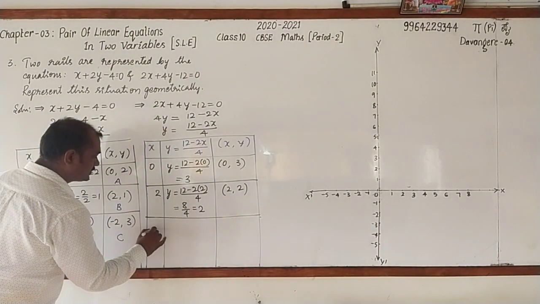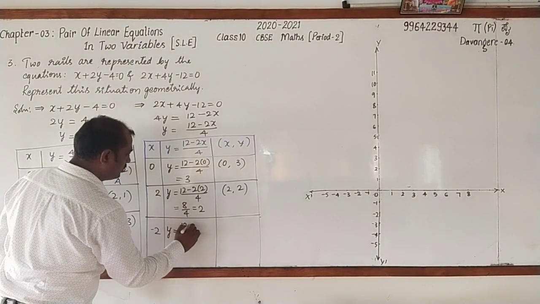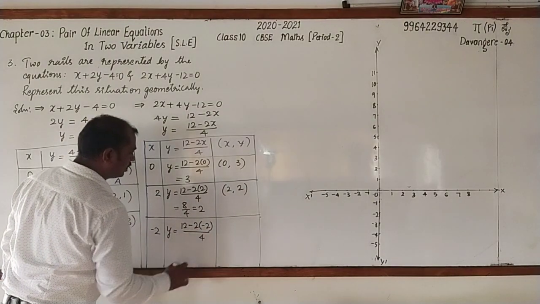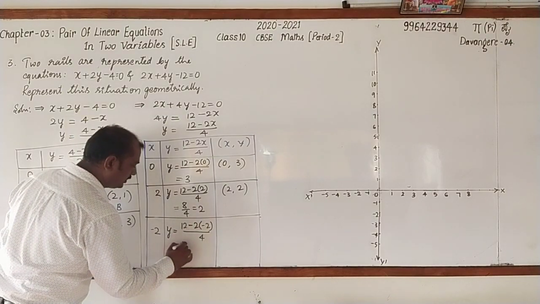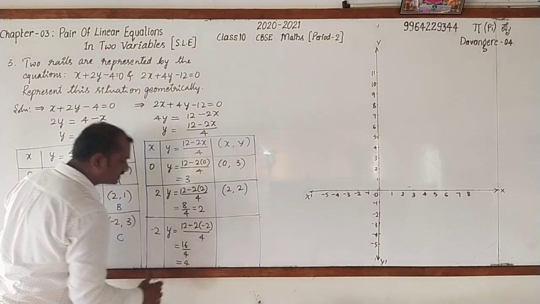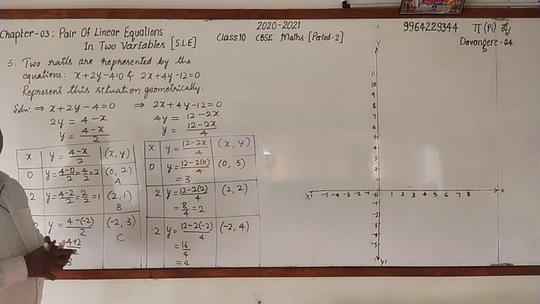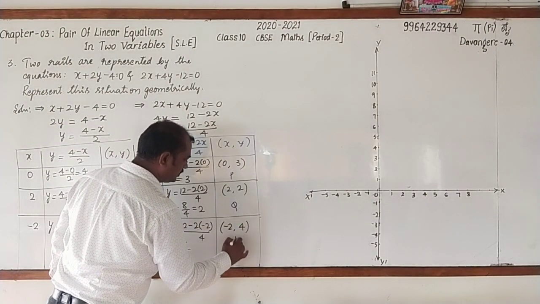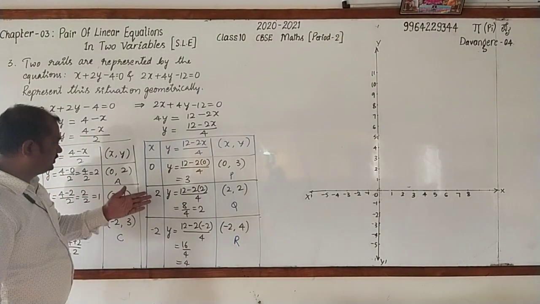Next, when x is minus 2, y is 12 minus 2 into minus 2 by 4. Minus into minus plus, 2 2s are 4. 12 plus 4, 16. 16 by 4 is 4. When x is minus 2, y is plus 4. Let us mark these coordinate points as P, Q and R. Let us draw the graph for these points.